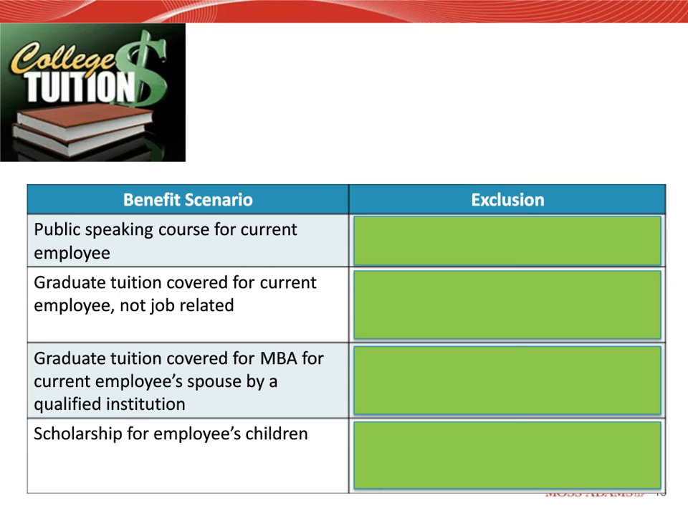When we look at the table and take a look at the working condition fringe, it covers undergraduate courses, graduate courses, no written plan is required, and it is job related. So that's going to be the direction that I go. It's something that's going to help them do their job better, so it's going to be a 132 fringe. That's not going to be taxable to them.